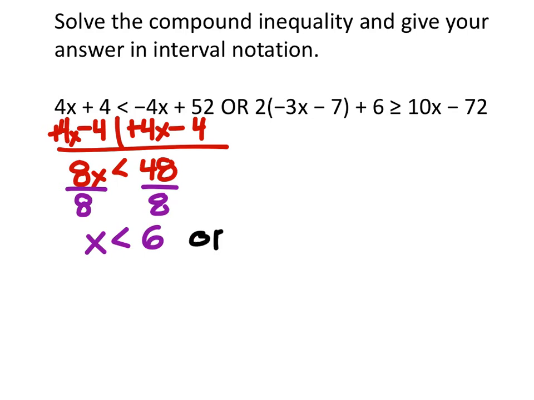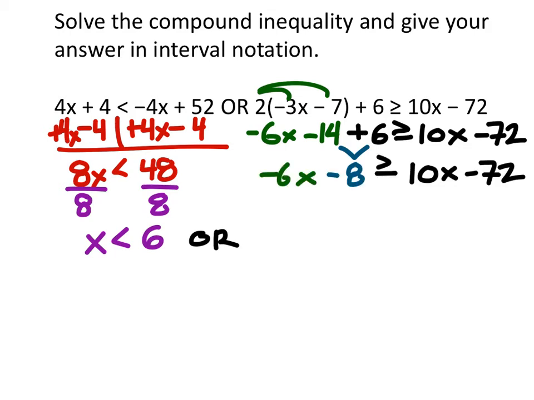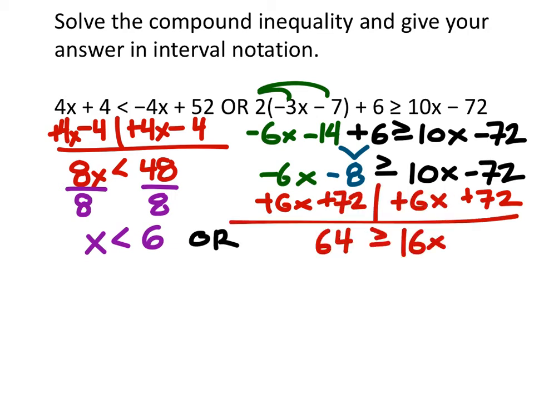And then we have an or statement with that. This other one, just to start out, I'll need to distribute that too. Negative 6x minus 14. All right, next up, just to simplify these, I would combine my like terms, the negative 14 and the 6. Now, same thing with that other one that we did in red there. I'm going to add 6x to both sides, so I have to add 72 to both sides as well. And then finally, we'll divide both sides by 16. So 4 is greater than or equal to x. And we have our or statement with that, so that's good to go.